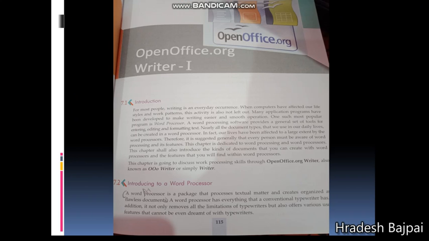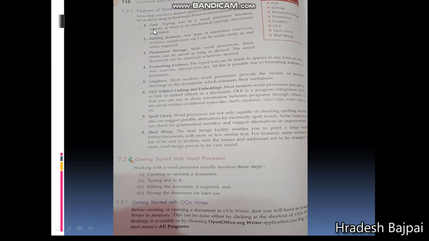Okay, here I have the picture of your book. So introducing word processor: it is a package that processes textual matter and creates organized and flawless documents. We can make a professional looking document using word processor software. Okay, and I explained to you all these features listed here. Now start with the OpenOffice word processor. So now we will discuss how to create an open document, how to type text in that, how to edit a document, and how to save a document.